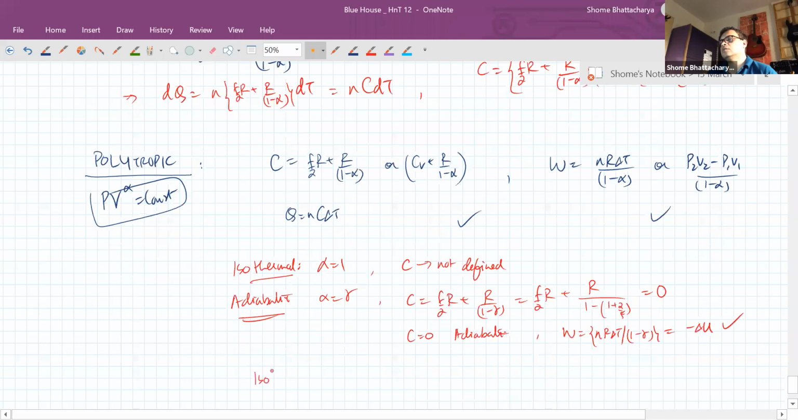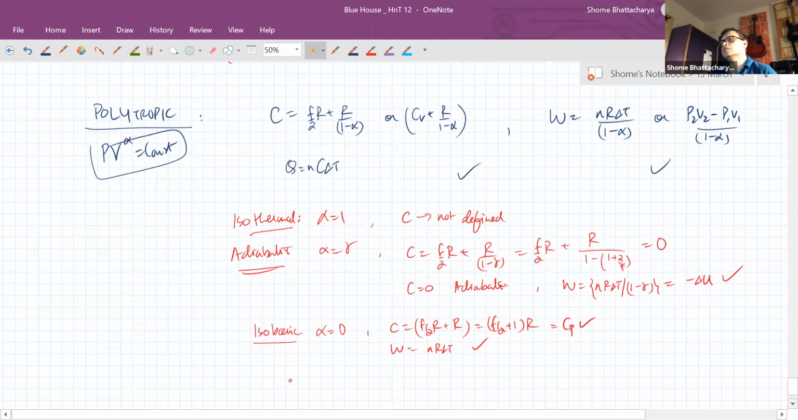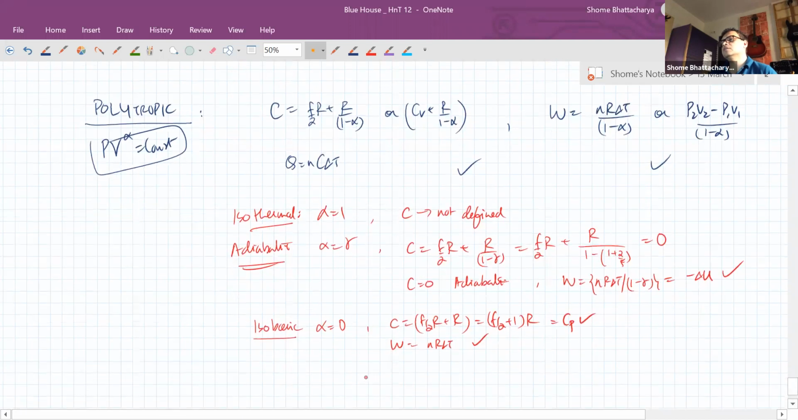For isobaric process, we put alpha is 0. Okay. So you can see that C becomes f by 2R plus R. So that is f by 2 plus 1 into R. So that is Cp. Okay. And W becomes nR delta T, which is also the correct formula. Whereas for isochoric, put alpha tending to infinity. So you see C becomes f by 2R or Cv, and work done tends to 0.